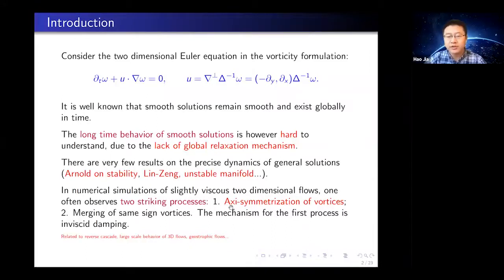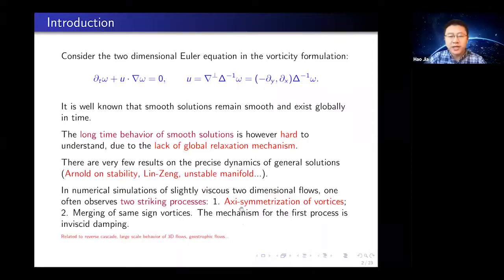The first one is the so-called axisymmetrization of vortices. The second one is the merging of same sign vortices. So I think these are the two most important processes for 2D Euler. If we understand these things, we would go a long way in explaining 2D turbulence, which is much more structured than 3D turbulence.